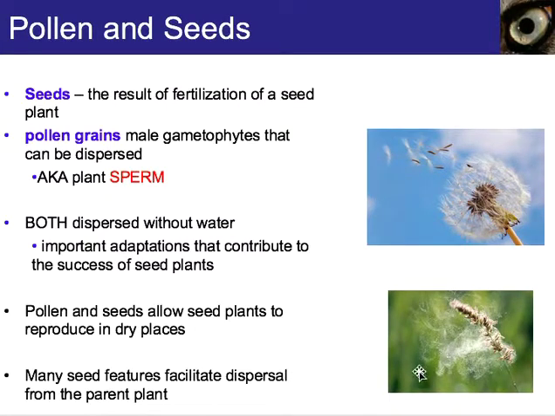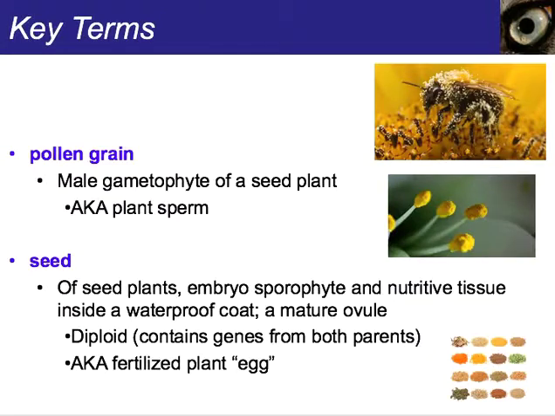Here we see ragweed, and when you shake ragweed or the wind blows, that is going to send the pollen out in the air, and the pollen is basically the sperm for the plant. And once it lands on a female plant, it will fertilize that plant. So pollen grains are the male gametophyte of a seed plant, also known as plant sperm. And seeds are basically the embryo, and they're covered with a nutritive tissue inside a waterproof coat. Think about an apple, it has a nutritive coating around the seeds.